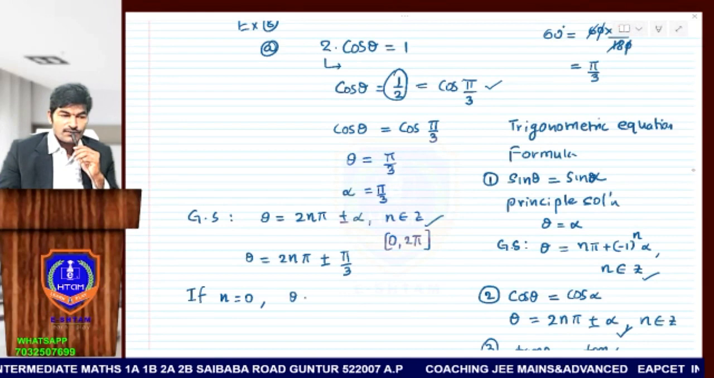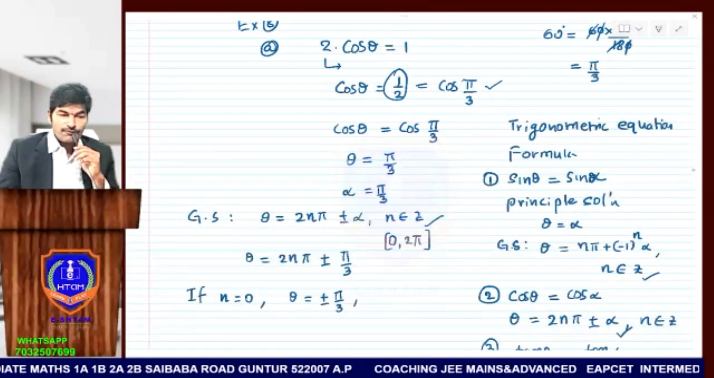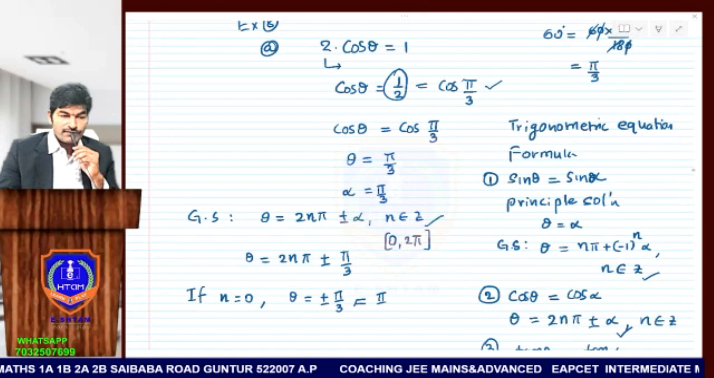Then theta is equal to how much? Actually, from there you will get plus or minus pi by 3. But what will be considered? Only pi by 3. Why not minus pi by 3? Because the interval is between 0 and 2 pi, it doesn't accept the negative value. Yes, because it's 60 degrees.